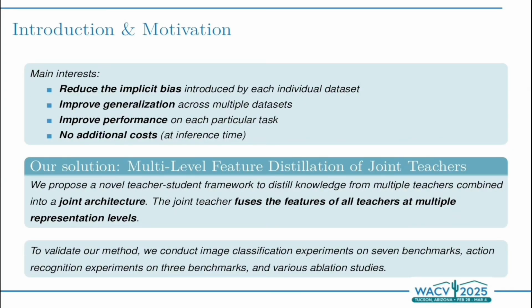Our goal in this paper is to reduce the implicit bias, improve generalization across datasets, and increase task performance at no additional costs. For that, we proposed multi-level feature distillation of joint teachers, MLFD in short, representing a new teacher-student framework that fuses knowledge from multiple teachers into a joint architecture used further for distillation. We validate our method on 7 image classification benchmarks, 3 action recognition experiments, and various ablation studies.